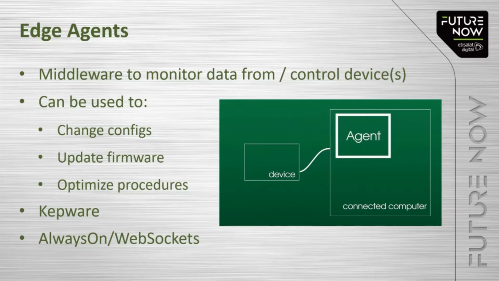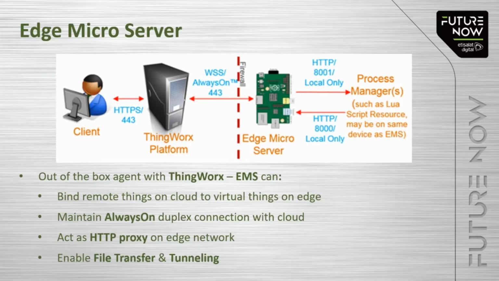So what ThingWorx has done is taken WebSockets and made their own protocol called AlwaysOn. And AlwaysOn has a few more features. We won't get into that, but it is a little more sophisticated than just plain WebSockets. But AlwaysOn is maintained there. So your edge agent will maintain an always-on connection with the cloud. So there is continuous two-way communication. And you're going to see an example directly. So the edge agent that we're going to use is called the Edge MicroServer. Okay. So don't worry about this.